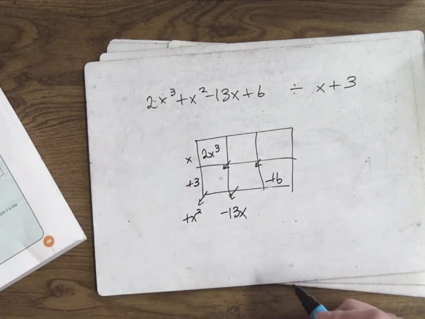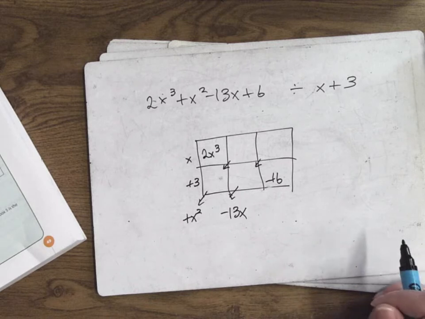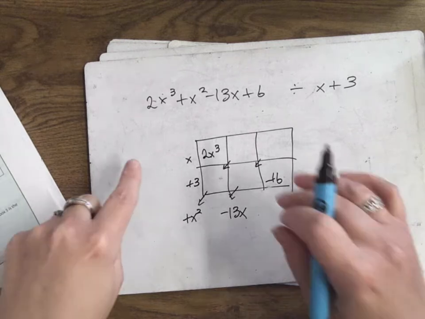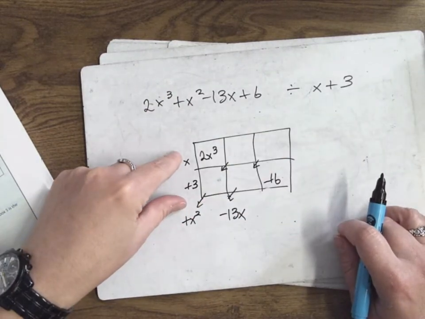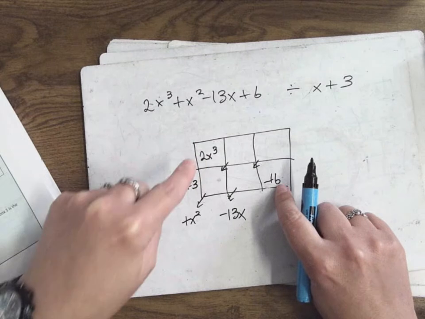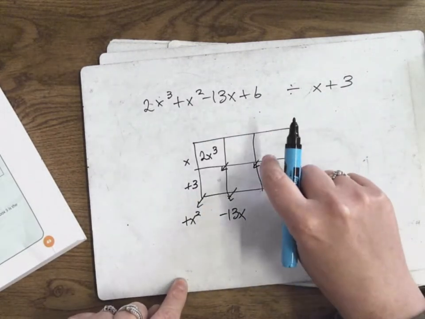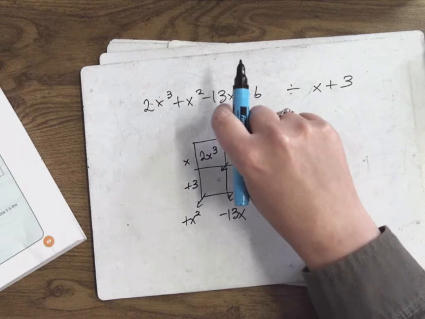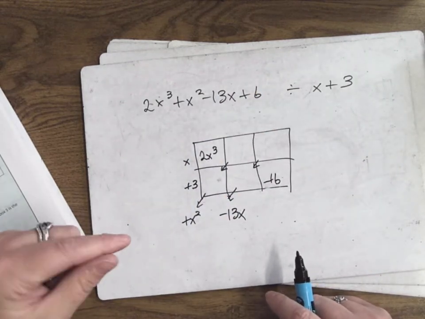Are we all okay with how I set it up? Does everyone know how I decided what went where? First off, I decided what size box I'm drawing. Then I put what I'm dividing by down the side. I put my first term in, I put my last term in. The first diagonal is the first middle term, and the second diagonal is the second middle term. Then you fill in what you can.